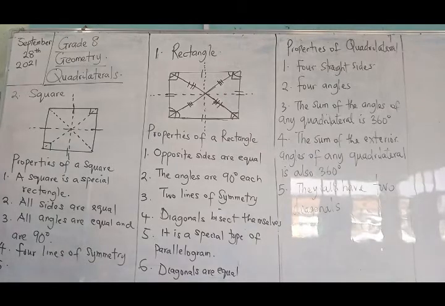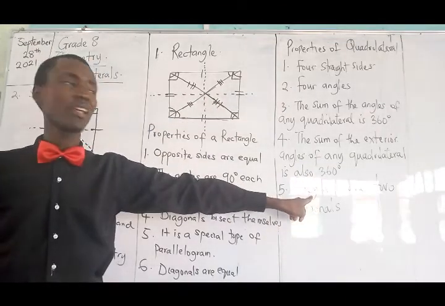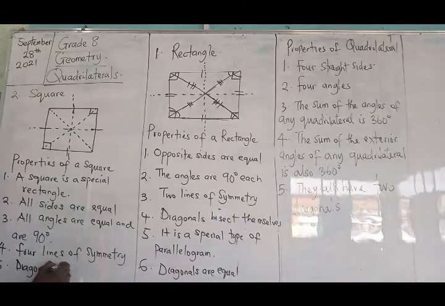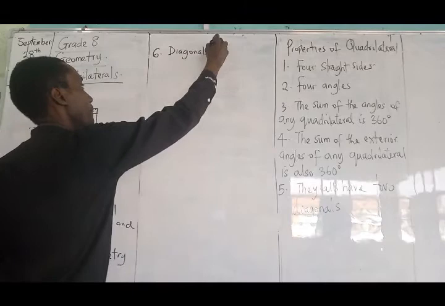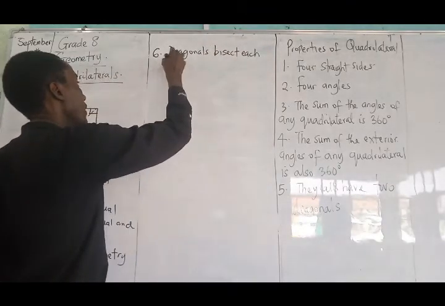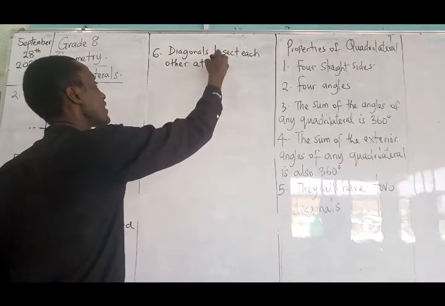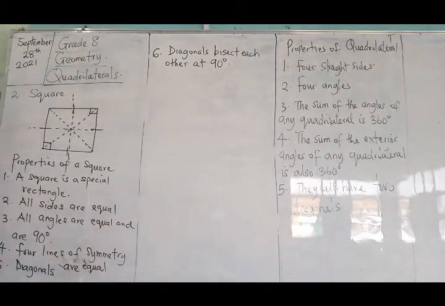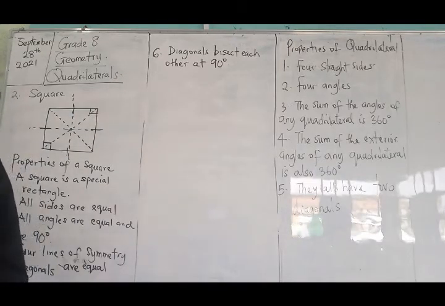Another important thing we should note is that the diagonals are equal. I don't need to tell you that there are 2 diagonals because I've told you that from the general properties of a quadrilateral. It's a general property we expect. So the diagonals are what? Are equal. Diagonals are equal, and added to that, diagonals bisect each other at 90 degrees. They bisect each other at what? 90 degrees. So the angle they form will be what? 90 degrees.